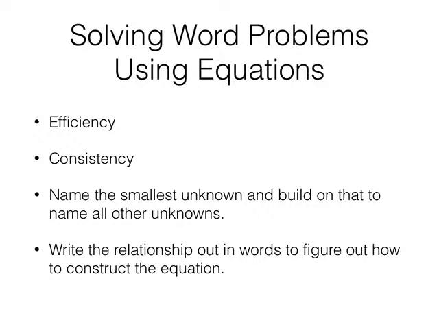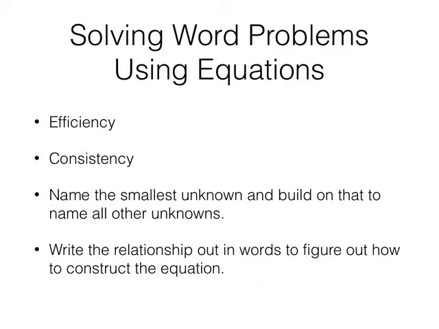When you're doing these problems and you have to write the equation yourself, I want you to name the smallest unknown and build on it. We did that earlier this year. And if you're having a hard time figuring out how to write the equation, write the relationship out in words and then figure out how to construct the equation afterwards.